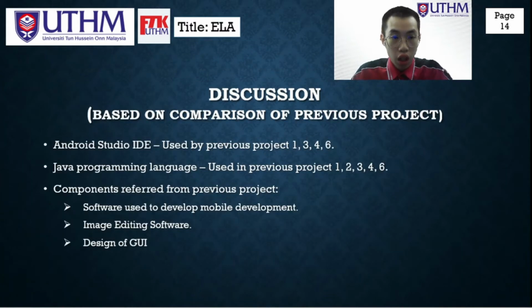And then the discussion on the comparison is that we can find that the Android Studio IDE had been used in previous projects 1, 3, 4, 6. The Java programming language has been used in previous projects 1, 2, 3, 4, 6. And the components I refer to from the previous projects are the software used to develop mobile applications, the image editing software, and the design of the GUI, which is the graphic user interface.